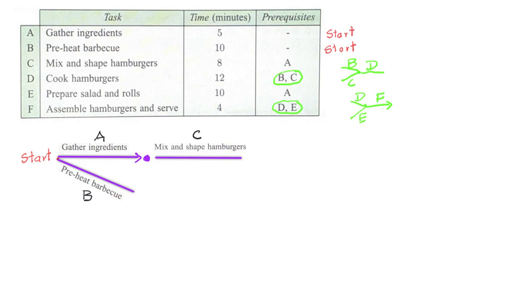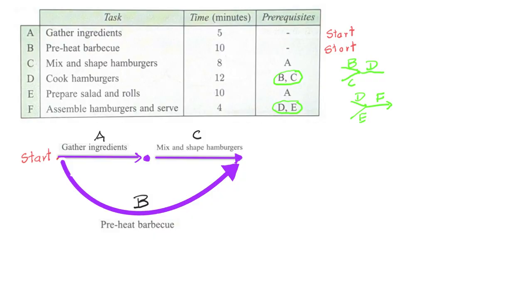Now we come to the next task, which is to do task D. Task D, cooking the hamburgers, can only happen when B and C have been done. So we must be prepared to join task B with task C before we start cooking the hamburgers. And therefore we need to redraw the line structure so that task B joins task C, and here we can now proceed to cook the hamburgers.